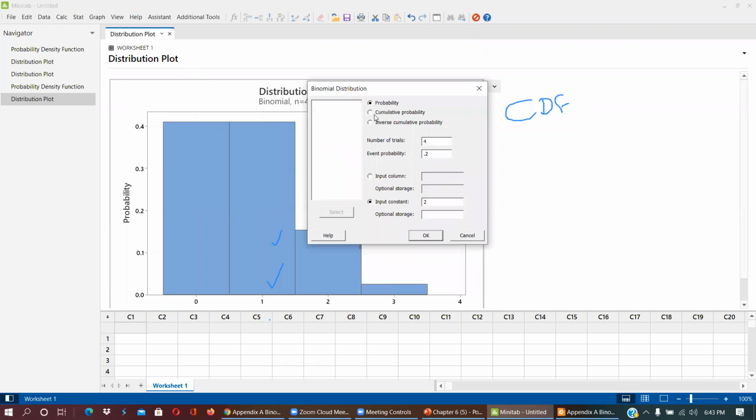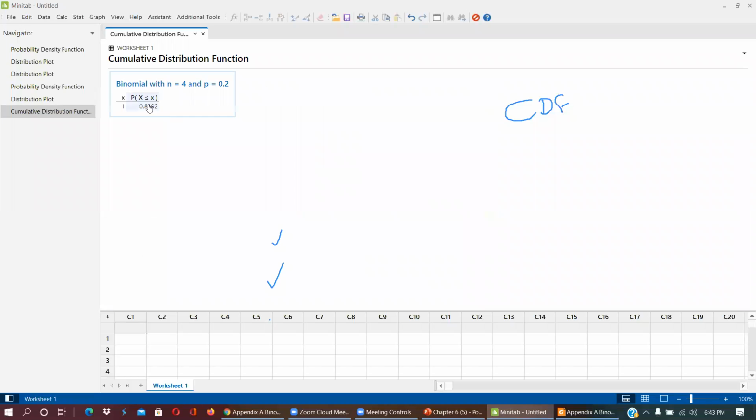So I'm going to Calculate Probability Distribution, Binomial. Now here I'm going to use the cumulative function. Number of trials 4, event probability 0.2, input constant I'm going to put 1. Why am I putting 1? Because I can subtract it from 1 for the rest of the values. So we get 81.92%, up to 1, and now we subtract: 1 minus 81.92% gives 18 point something. So this is another way to do it.